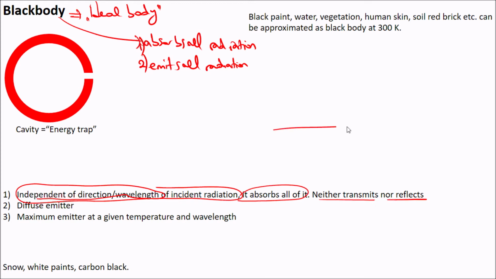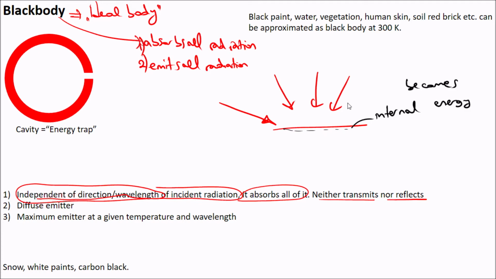Say that I have a body and I have thermal radiation on it, and thermal radiation on it, thermal radiation. Independent of the direction, all of these radiations are absorbed by the body. Okay, it becomes the internal energy of the body. Okay, and neither transmits, that it doesn't pass through the body, and it is not reflected. It always becomes the internal energy of the system.